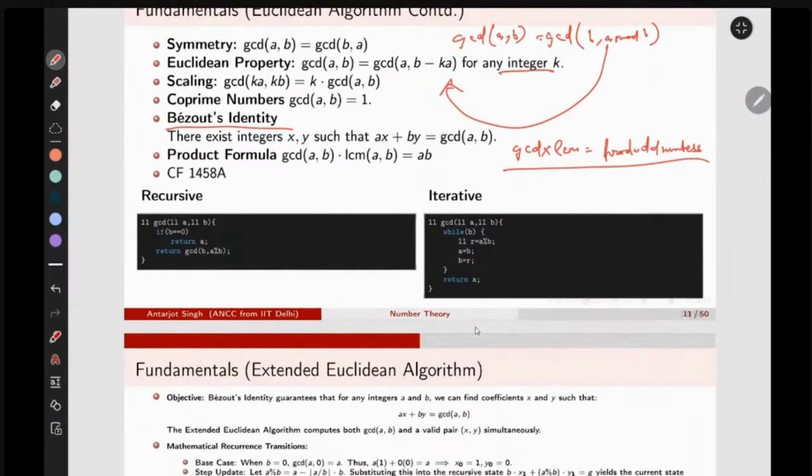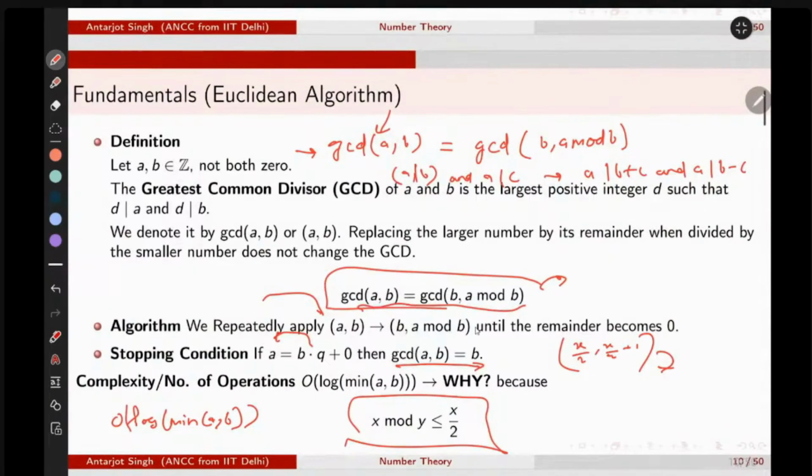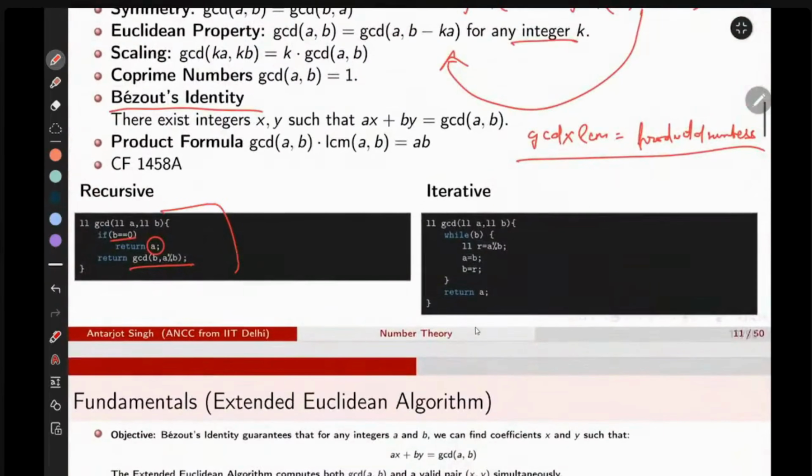So there is a problem on Codeforces. This we can cover. Let's first see how we code the GCD. So it's very simple. Whenever b goes to 0, return a, else return GCD of b and a mod b, as this is exactly the property written. Like it's a 1 or 2 line code.